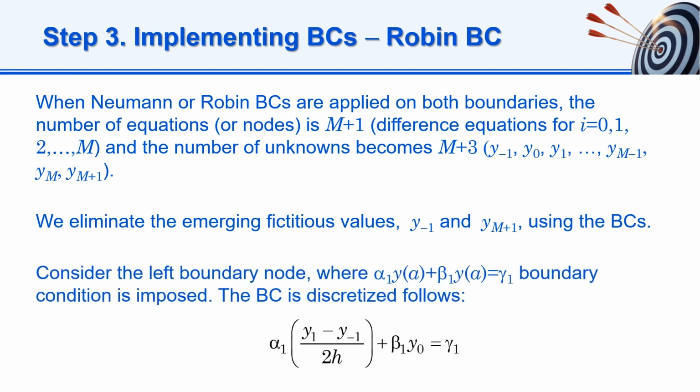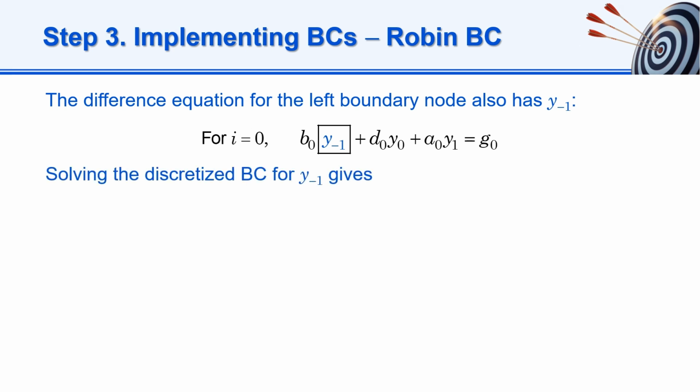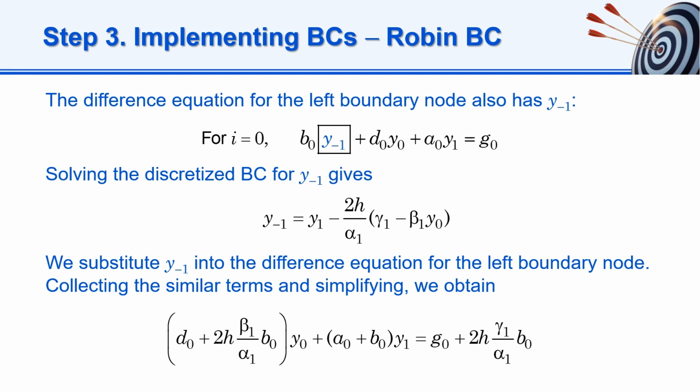Consider the left boundary node, where the alpha 1 y a plus beta 1 y prime a equals gamma 1 boundary condition is subjected. The boundary condition is discretized as follows. The difference equation for the left boundary node also has y sub minus 1. Solving the discretized boundary equation for y sub minus 1, we get. We substitute y sub minus 1 into the difference equation for the left boundary node. Collecting the similar terms and simplifying, we obtain.